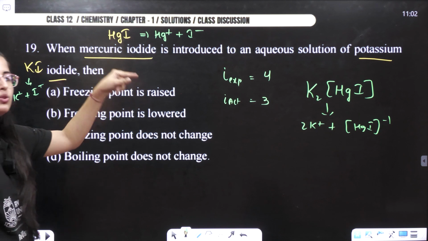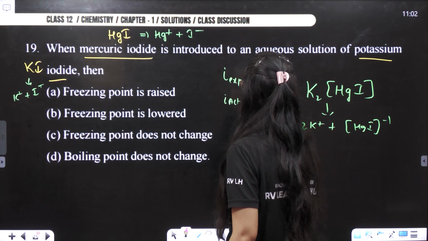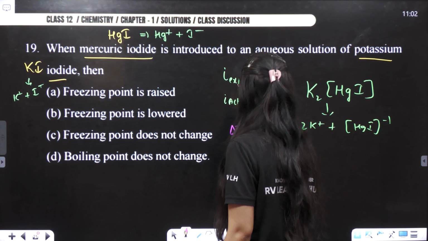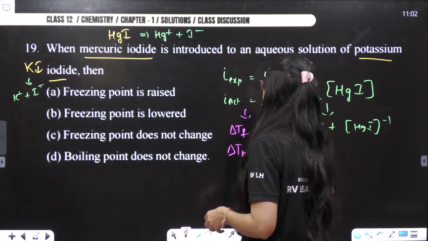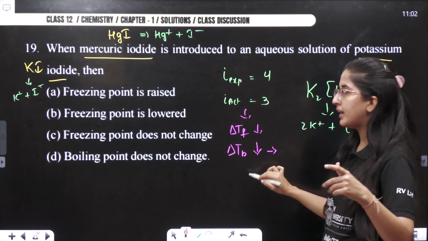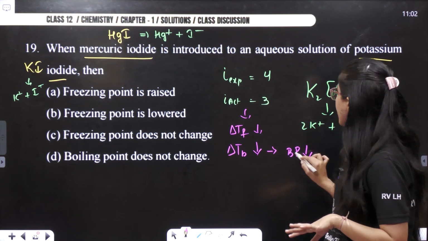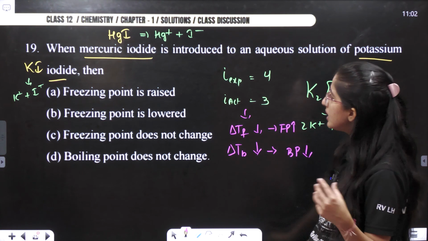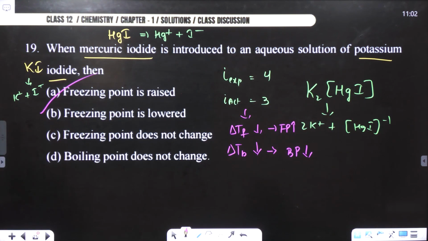So you are getting 3 components. As the i value is decreasing, what must happen to the boiling point and freezing point? As the i value decreases, the depression in freezing point will decrease, and the elevation in boiling point value will also decrease. So you can clearly see that elevation in boiling point decreases, so the boiling point must decrease. Depression in freezing point decreases, therefore the freezing point will be raised. So option number A will be your correct option, as the freezing point is raised.